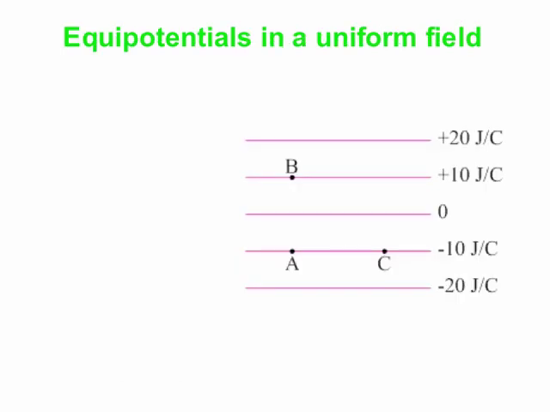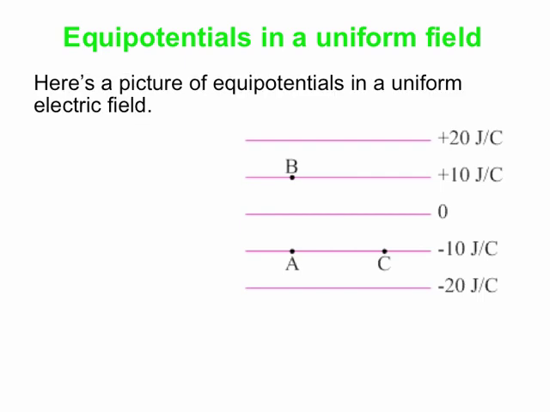Okay, so here's a special case of a very uniform field. These are the equipotentials. There's one line labeled 0, one labeled plus 10 joules per coulomb, another plus 20 joules per coulomb. So these lines are spaced by 10 joules per coulomb apart. There are a few points marked, A, B, and C. You're only going to get a set of equipotentials like that, nice and spread evenly apart, if the field is uniform.